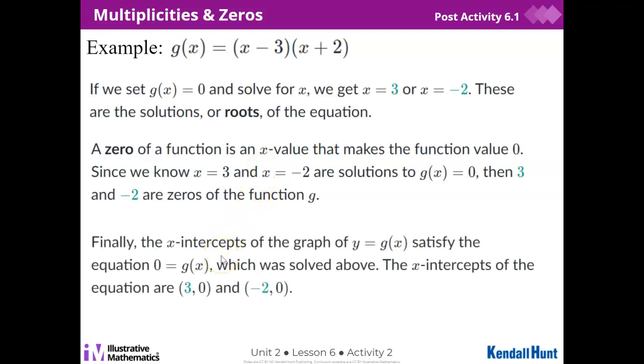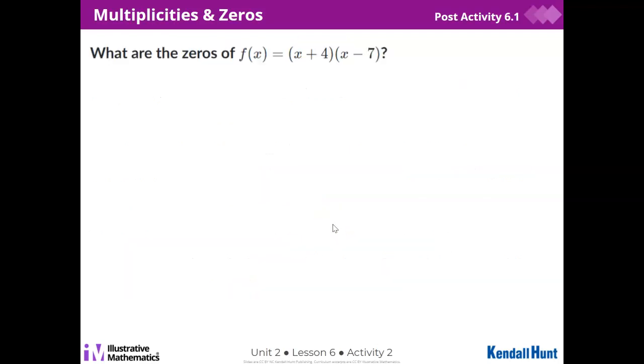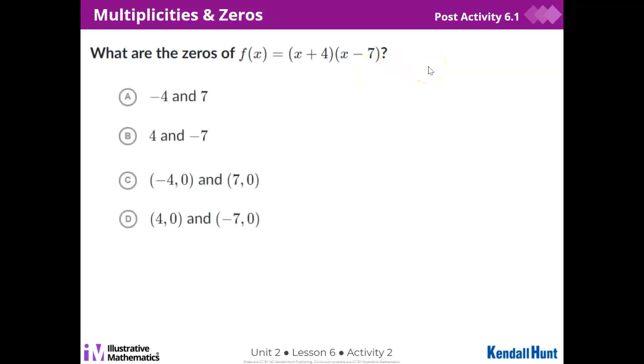Now they both revolve around what we call x-intercepts. The x-intercepts of this graph are going to be (3, 0) or (negative 2, 0). So it's important in your head that you differentiate between solutions, roots, zeros, and x-intercepts. They're all related together. So what are the zeros of f of x equals x plus 4 times x minus 7? Here are your options.